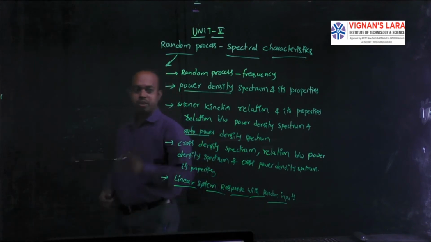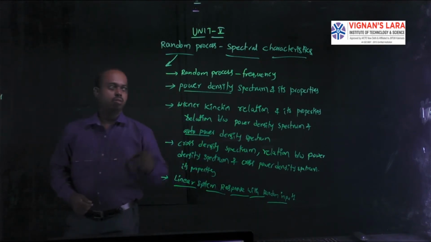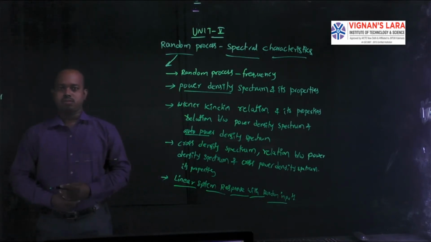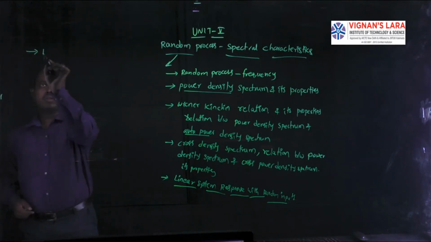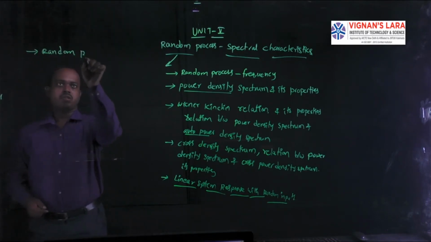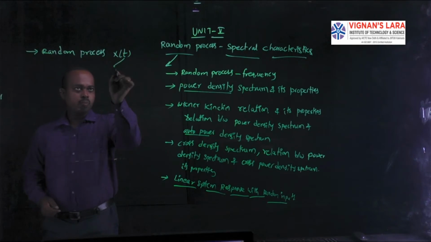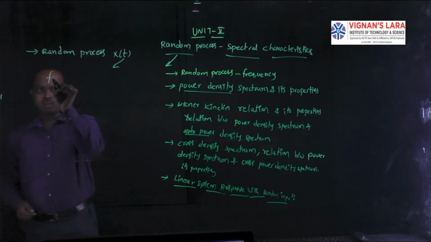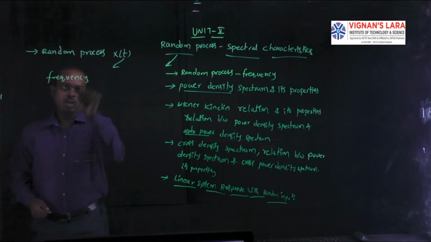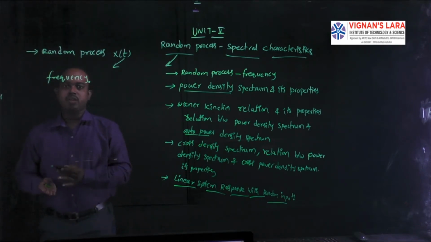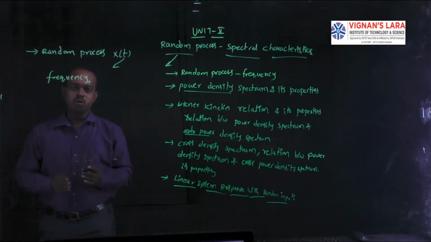In this unit, the first topic is power density spectrum. First of all, what are the spectral characteristics? Generally, the random process we represent with x of t. Here, the time domain function we need to represent in the frequency domain, and also obtain the function in the frequency domain. That is called the spectral characteristics of a random process x of t.